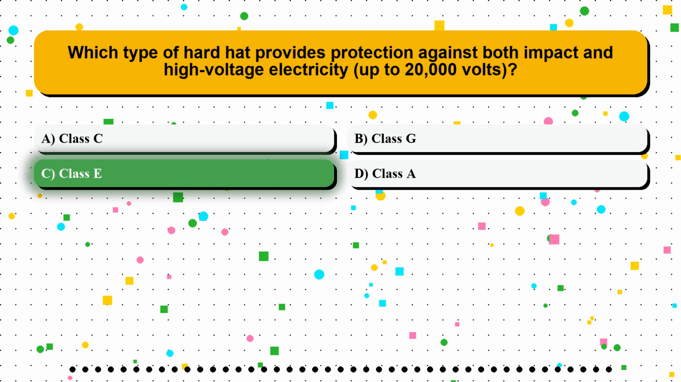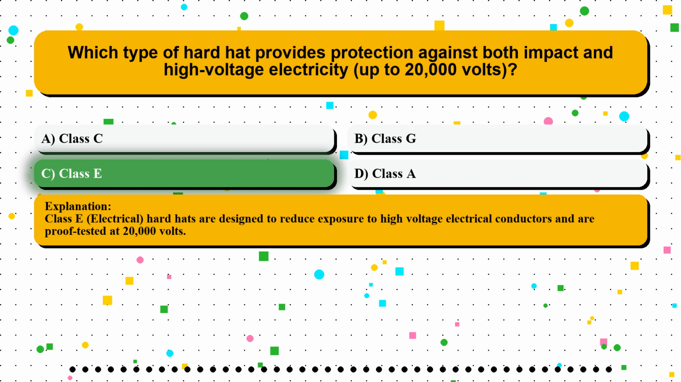The correct answer is option C, Class E. Class E, electrical, hard hats are designed to reduce exposure to high-voltage electrical conductors and are proof-tested at 20,000 volts.